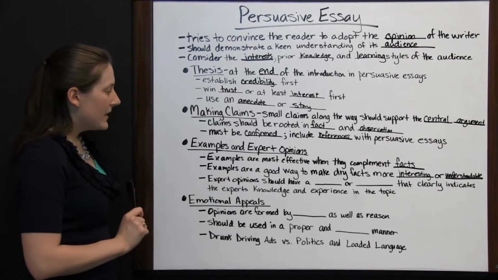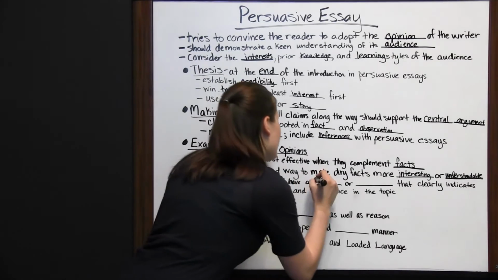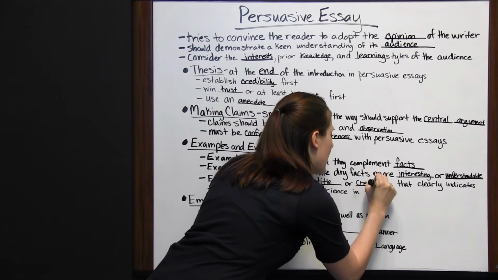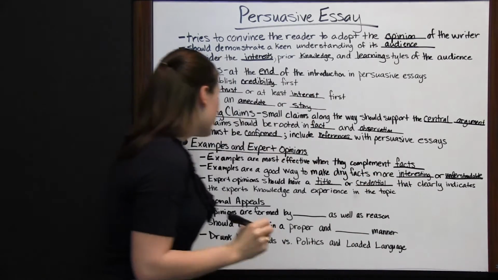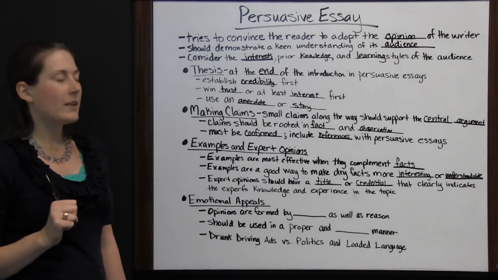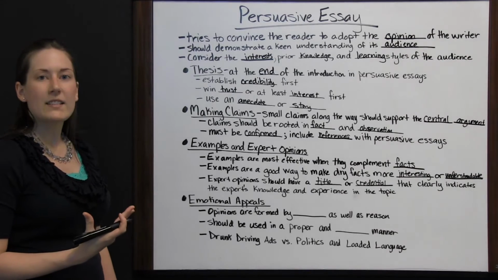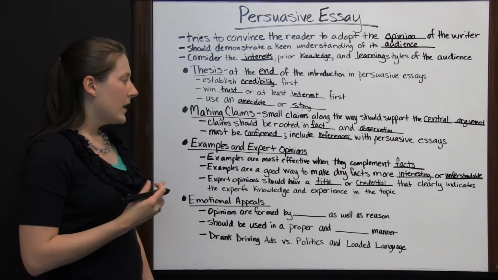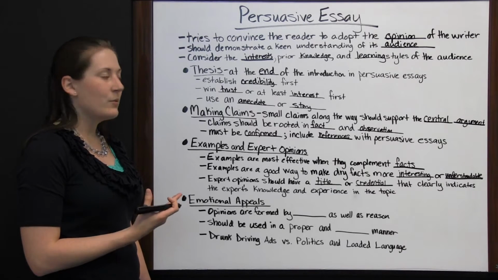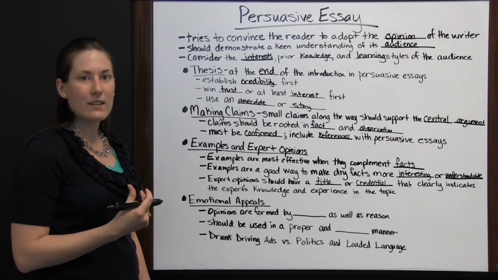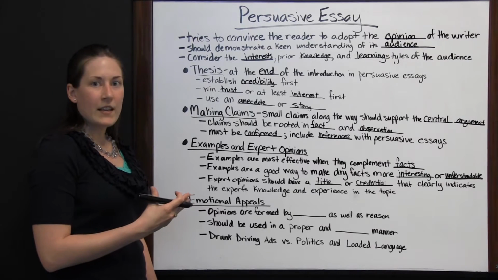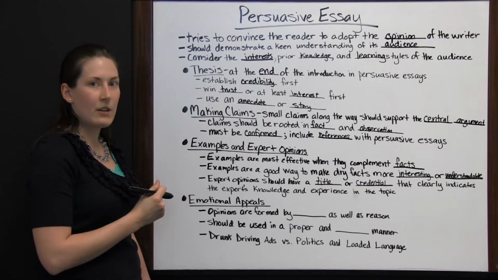If you use an expert opinion, your expert should have a title or credential of some sort that clearly indicates the expert's knowledge and experience in the topic. So if you're saying someone is an expert on, let's say, a certain drug, then you may want the doctor to be there to say, oh, well, amoxicillin really does have all these health benefits, and here are all the things that I can tell you about that.